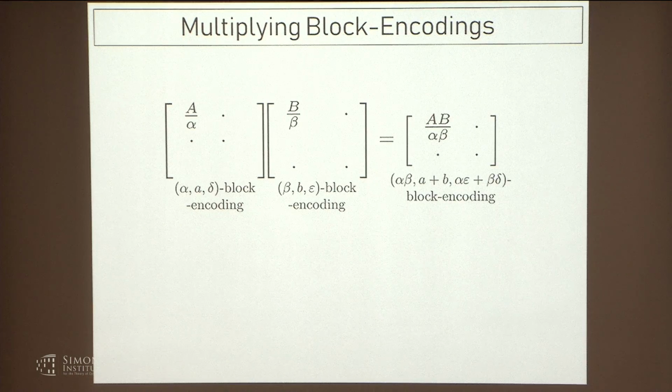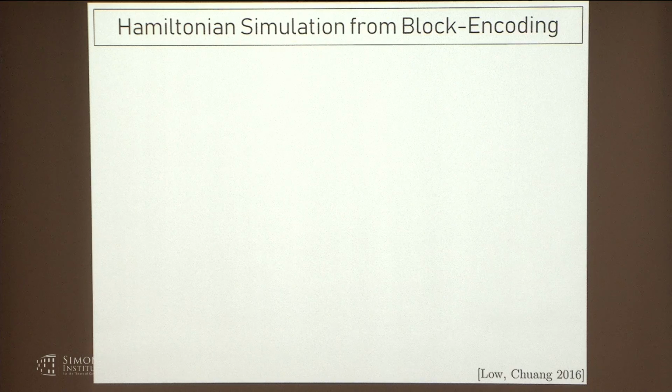So one is that if you have two block-encoded matrices, it's easy to compose them. You can multiply them, put the ancillas in the right place, and you'll get a block encoding of the product. So a block encoding of A, a block encoding of B, you can easily get the block encoding of the product AB. This is quite straightforward. But there's more complicated things that we can do.